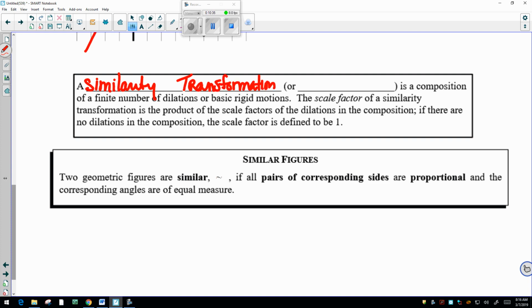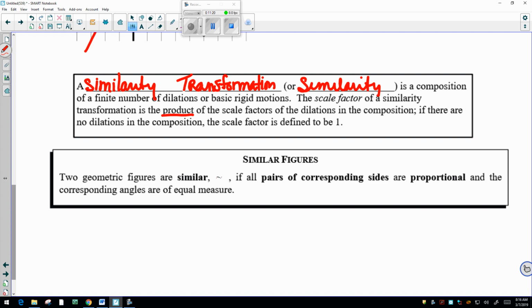All of these shapes that we have done with dilations are similar. We said sides in proportion, angles are equal, so we can also just say a similarity. It's a composition of a finite number, meaning countable, of dilations or basic rigid motions. So the scale factor of a similarity of transformations, if I have more than one dilation, all I have to do is take the scale factors, multiply them together, and that would get me the total dilation scale factor for the composition. If there's no dilations, then the scale factor is 1, and if there's a dilation scale factor 1, then it actually means it's a congruency transformation.